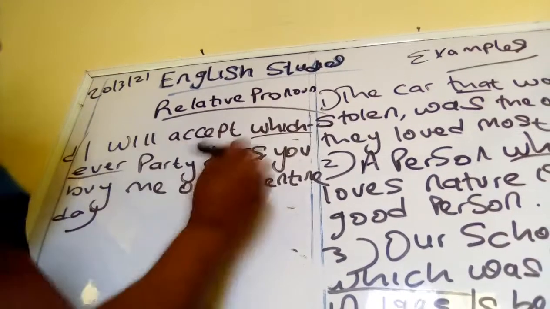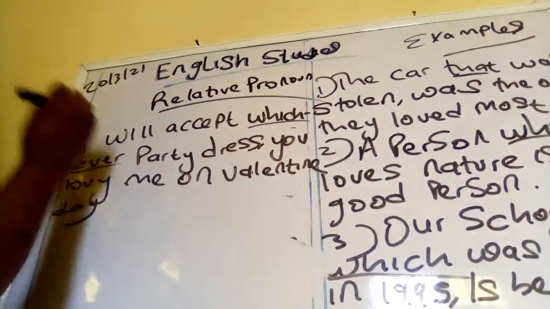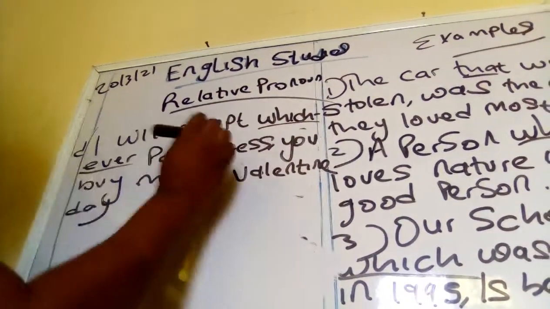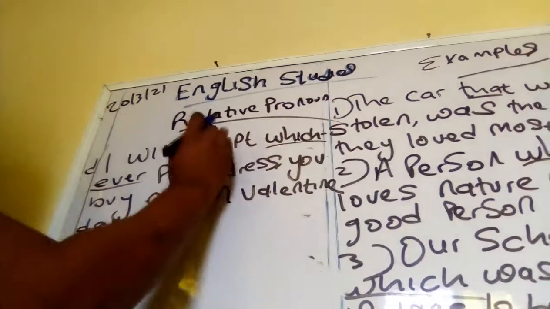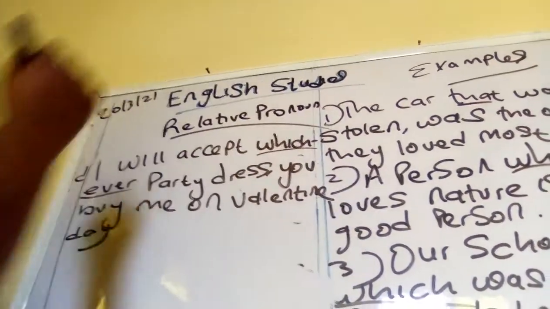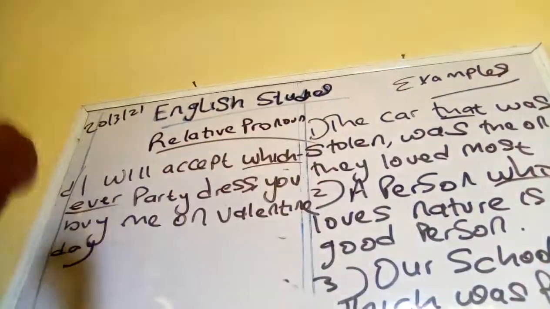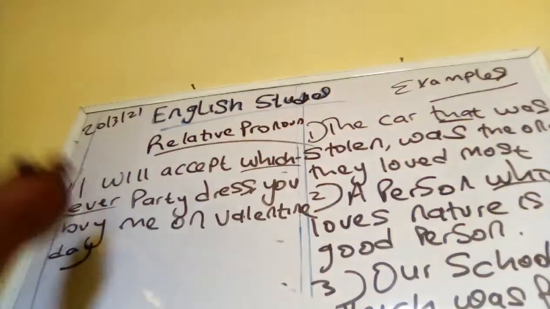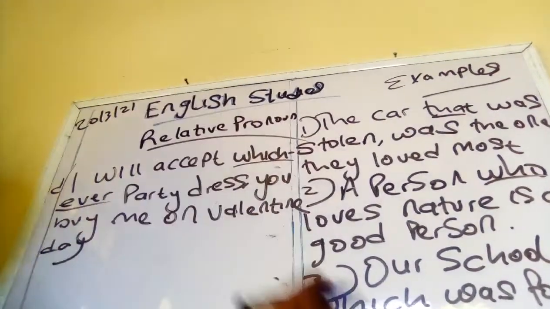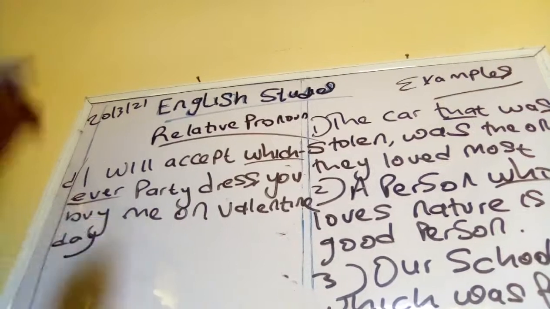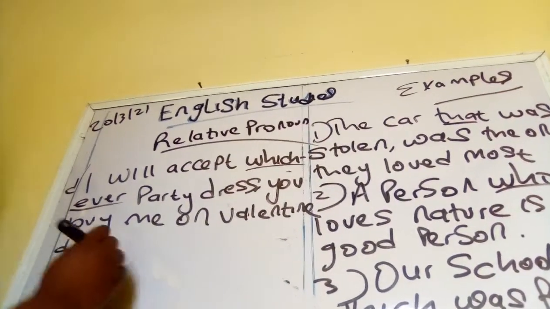The party dress. So now this relative pronoun is not talking about the subject. It's talking about the object, party dress. So it can tell us more about the subject or object. So it's telling us that whichever party dress you're going to buy on Valentine's Day, the speaker will accept. So that is the job of a relative pronoun, to make clear something about the subject or what? Object. So now let's go into intensive pronoun.